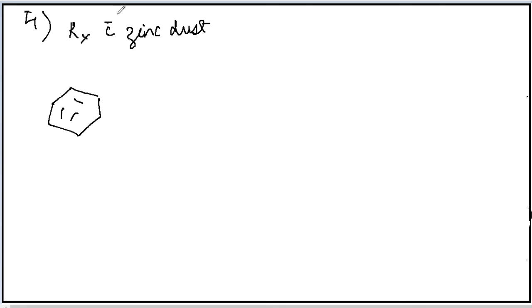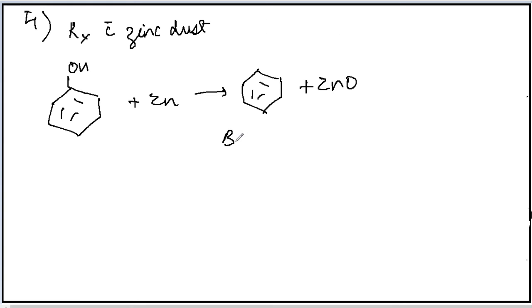Next reaction is the reaction of phenol with zinc dust. The fourth reaction is reaction with zinc dust. Phenol when treated with zinc, this is phenol, it gives you benzene. You get benzene and zinc oxide. So reaction of phenol with zinc dust gives you benzene.